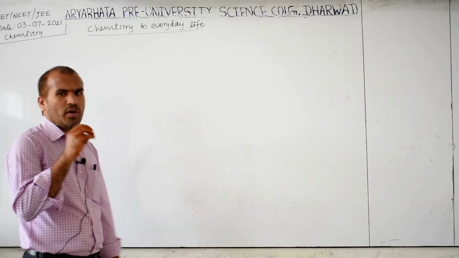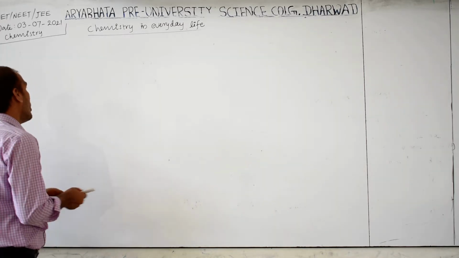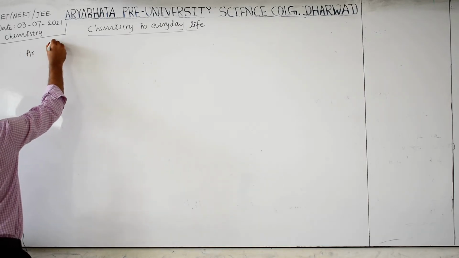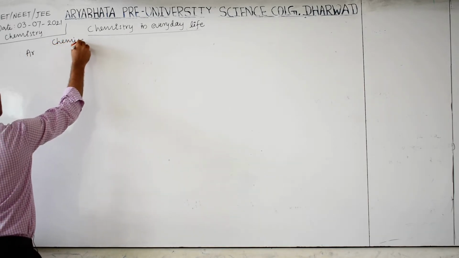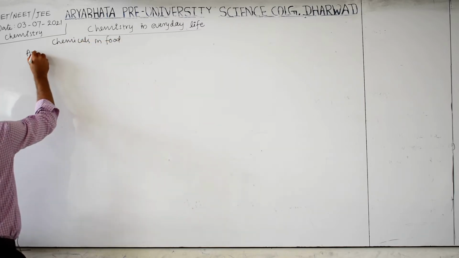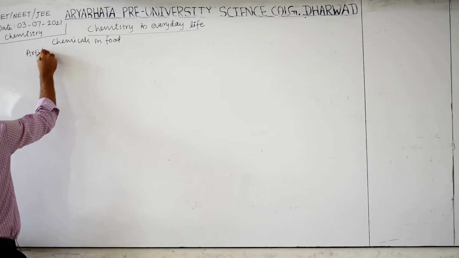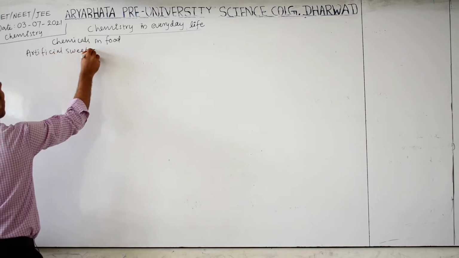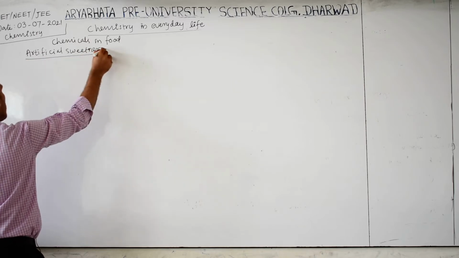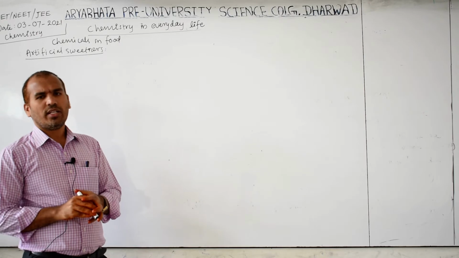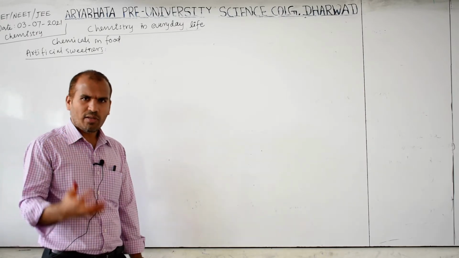Therefore we use artificial sweeteners, which give sweetness but not calories. Among all, in our textbook only a few are there. The first heading is chemicals in food. That is one, artificial sweeteners. Artificial sweeteners mean, remember, if you take sugar, automatically calories will increase.